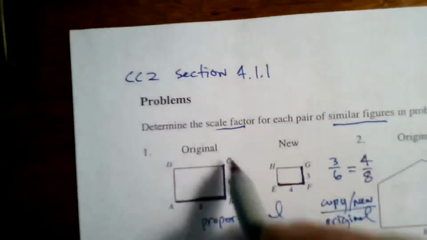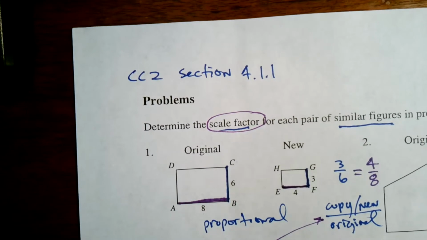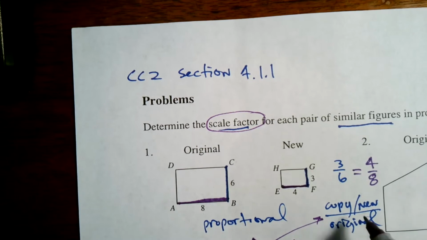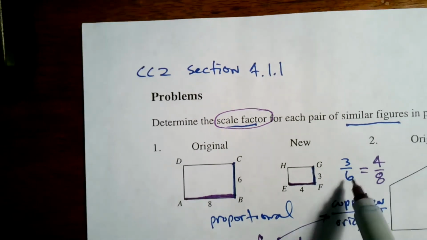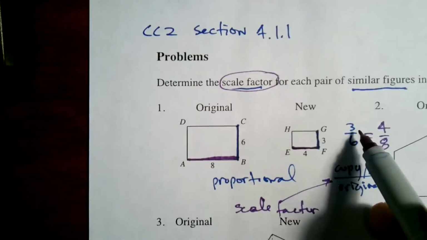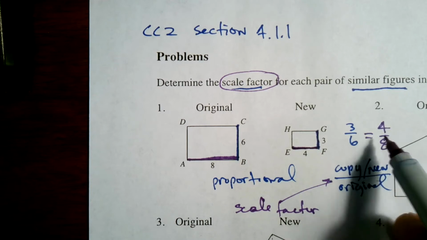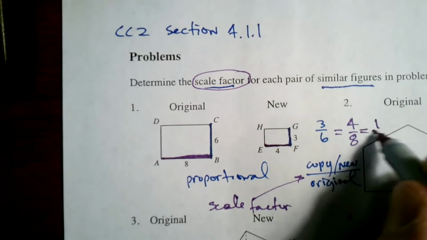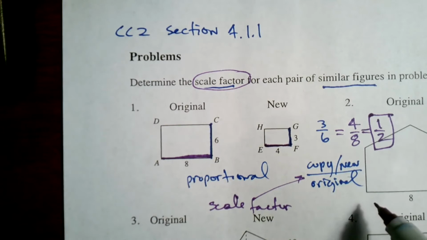So let's go back to what the question was: determine the scale factor. The scale factor is the ratio of the copy or the new over the original. In this case, you could take 3/6, so the scale factor is the copy, 3, over the original, 6. In this case, also 4/8. Both of those are the same. The simplified version of that ratio is 1/2.